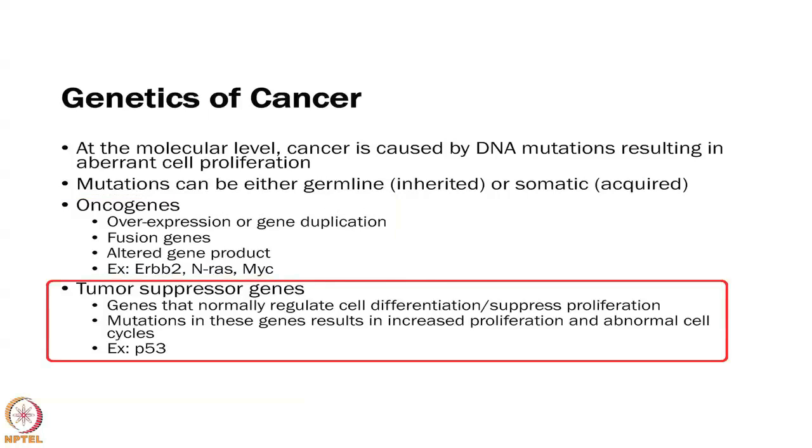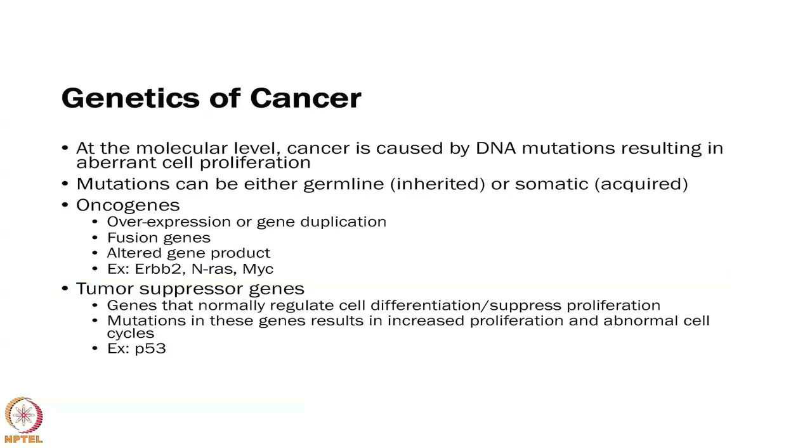And then there are tumor suppressor genes. These are genes that normally regulate cell differentiation and suppress the proliferation of a cell. So if there are mutations in these genes, that would reduce them, and there's an increase in proliferation. We look at both tumor suppressor genes and oncogenes in terms of the mutations in the cell.